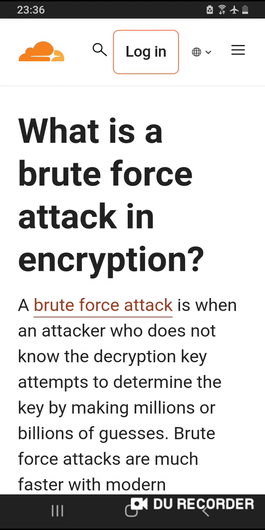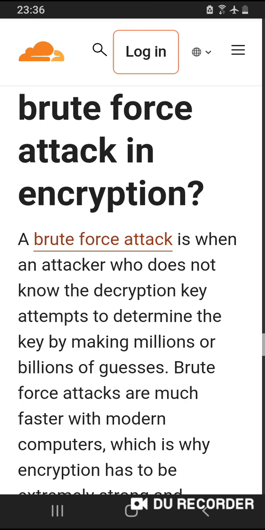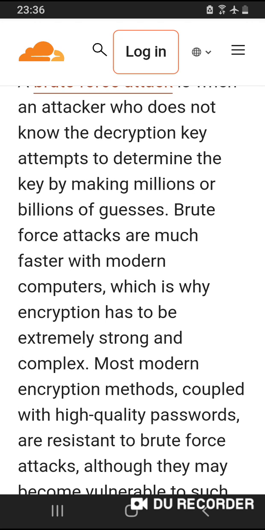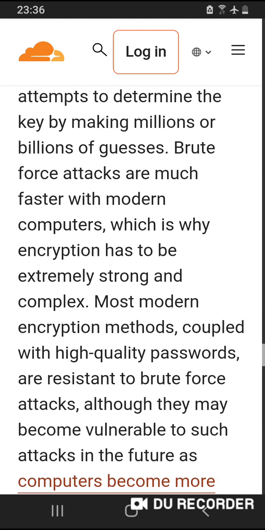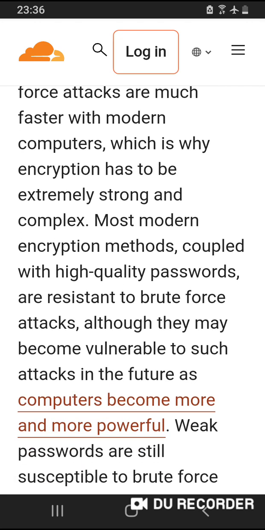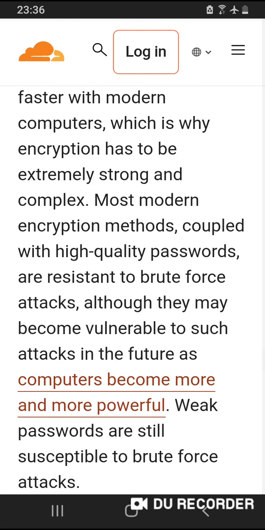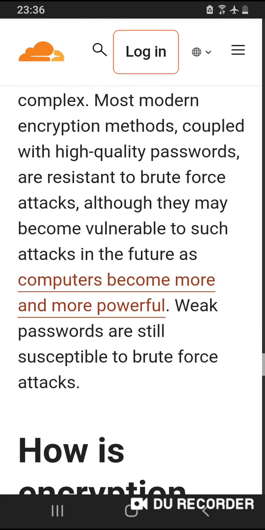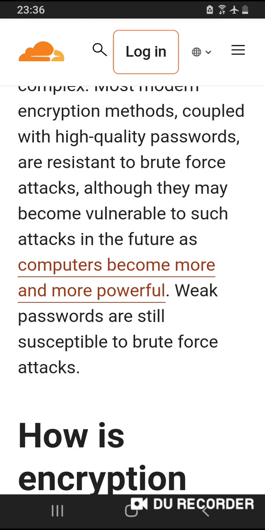What is a brute force attack in encryption? A brute force attack is when an attacker who does not know the decryption key attempts to determine the key by making millions or billions of guesses. Wow. Brute force attacks are much faster with modern computers, which is why encryption has to be extremely strong and complex. Most modern encryption methods, coupled with high quality passwords, are resistant to brute force attacks, although they may become vulnerable to such attacks in the future as computers become more and more powerful. Weak passwords are still susceptible to brute force attacks.